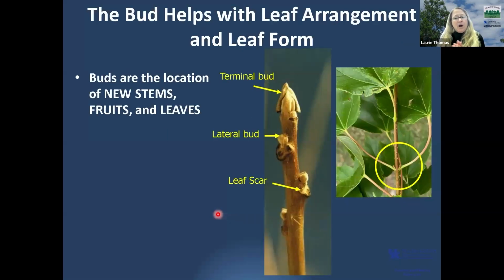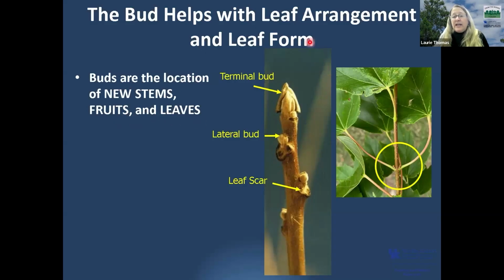Okay, so another thing that we're going to look at, and this is a great time of year because we do have buds. In the early spring, buds haven't set yet, so it's a little trickier. But by the time you hit June, you're going to see those buds for next year's growth. But the buds are just the location of the new stems, fruits, and leaves.